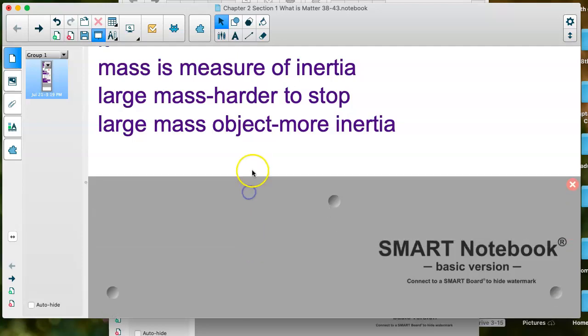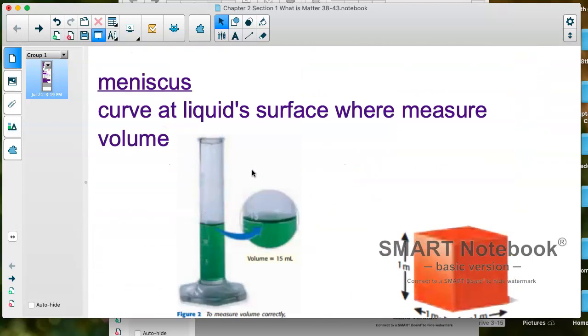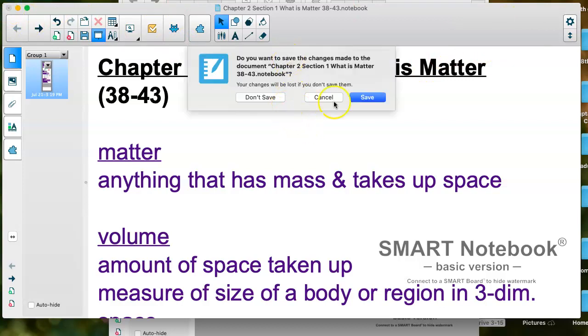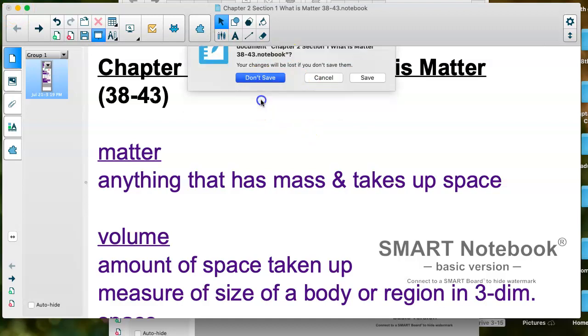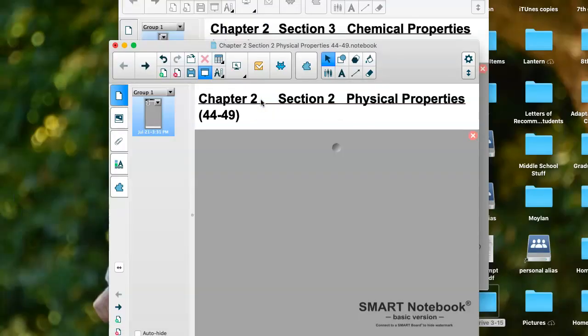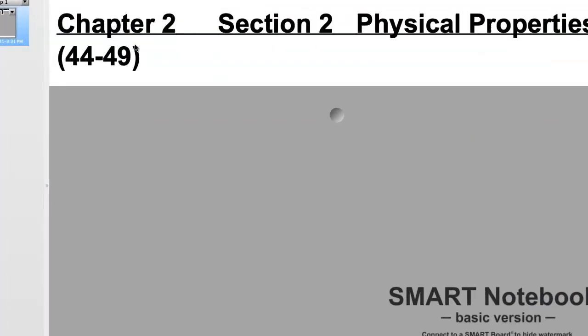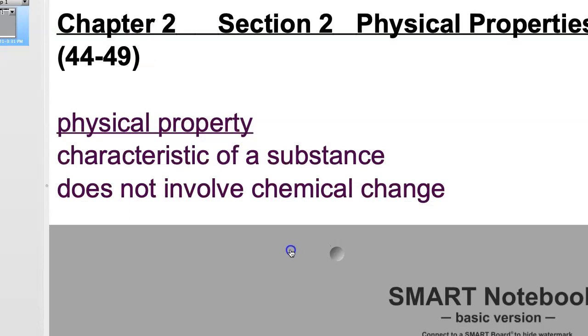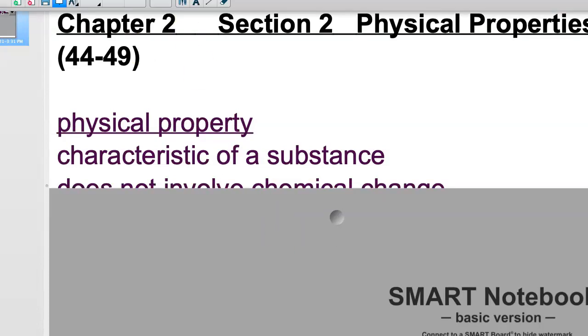So that is kind of talking about the states of what matter is, and we'll be getting into the states of matter very, very soon. So that is an important piece to remember. The next thing that I want to talk about is going to have to do with physical properties, which we're going to be going over very, very soon. So a physical property is a characteristic of a substance. It does not involve a chemical change.